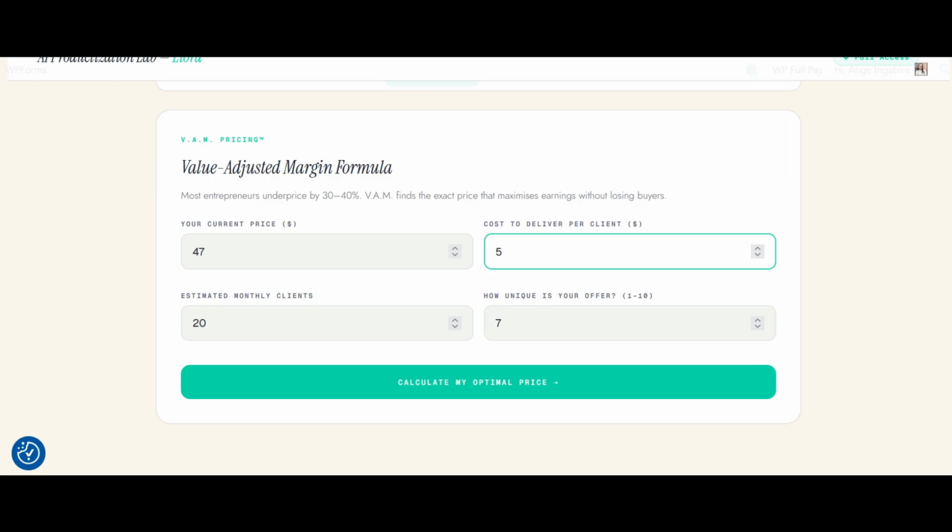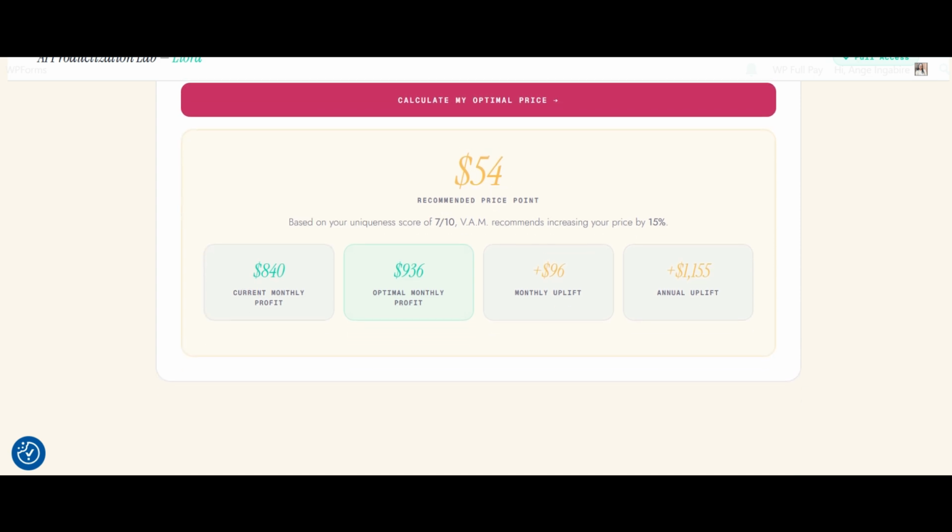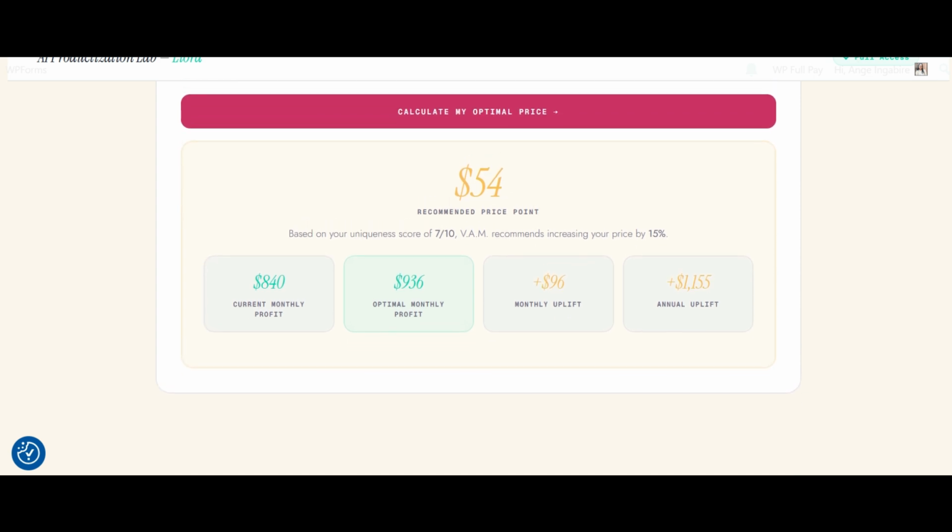Uniqueness score 7 out of 10 because there are other proposal tools out there, but none built specifically for consultants and none that produce a structured deliverable at this level. You hit calculate. The AI Productization Lab returns $54 with a note that based on your uniqueness score of 7 out of 10, VAM recommends increasing your price by 15%.